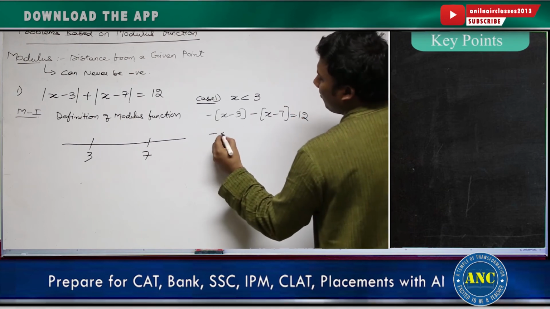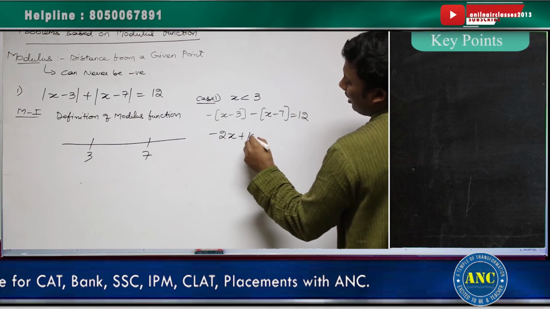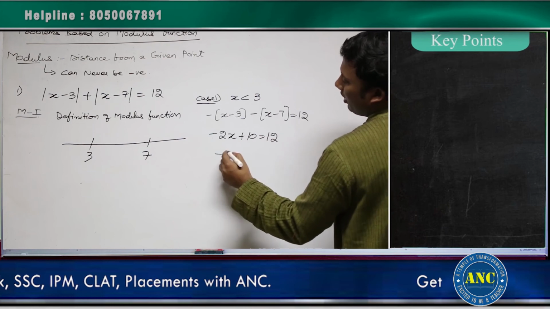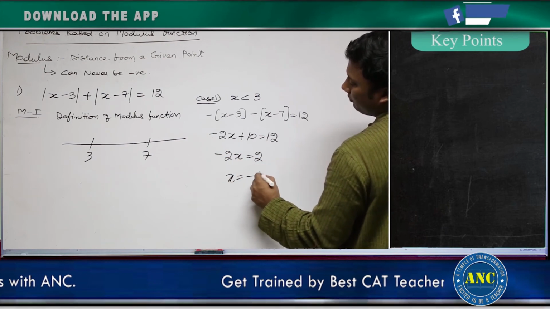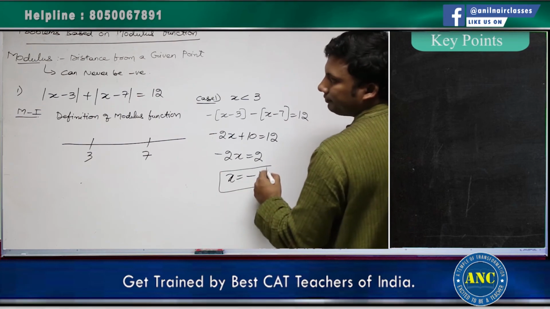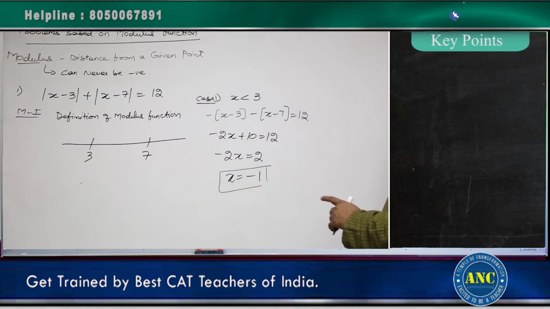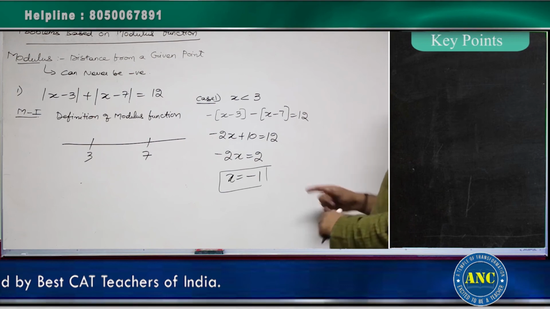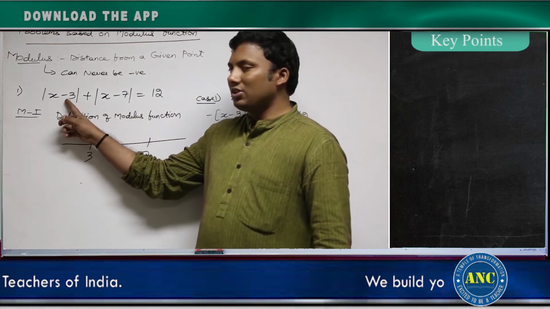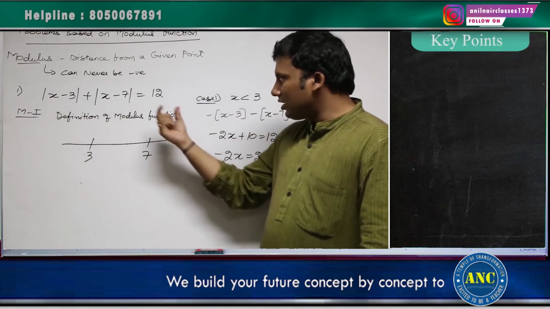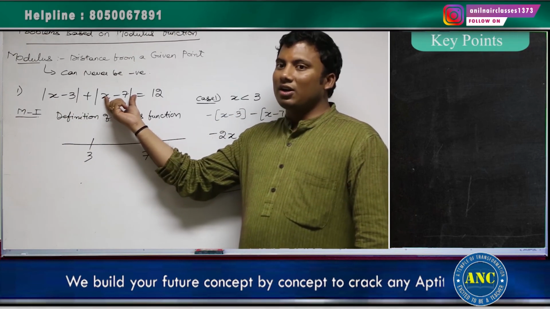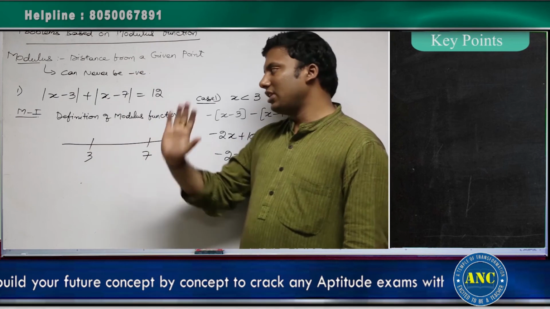So this will be minus 2x plus 10 equivalent to 12. Minus 2x equivalent to 2. x equivalent to minus 1. Just check whether minus 1 satisfies the question. Minus 1 minus 3 is minus 4; mod of minus 4 is 4. Minus 1 minus 7 is minus 8; mod of minus 8 is 8. 4 plus 8, 12.